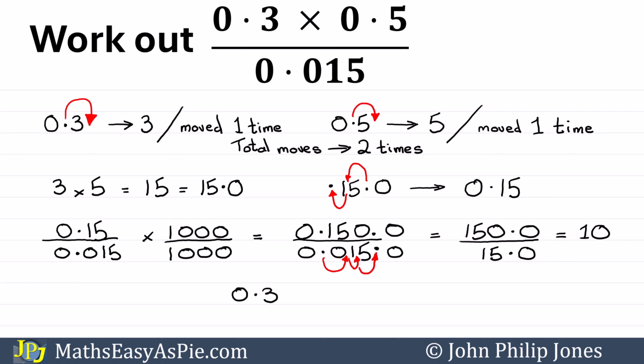The original calculation of 0.3 times 0.5 all divided by 0.015 is therefore equal to 10.